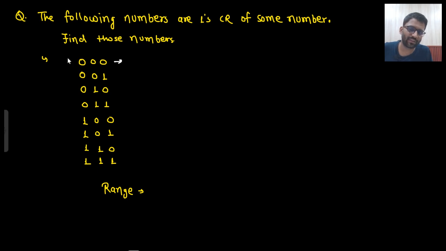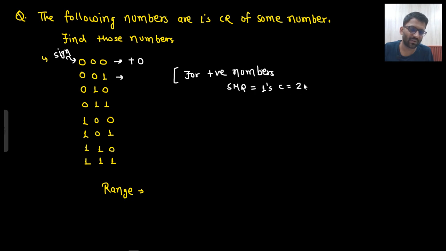This bit will denote the sign bit. So this is a plus number, 0. So this is 1's complement of plus 0, because for positive numbers SMR is equal to 1's complement is equal to 2's complement, right? Here positive 1, here positive 2, here positive 3.